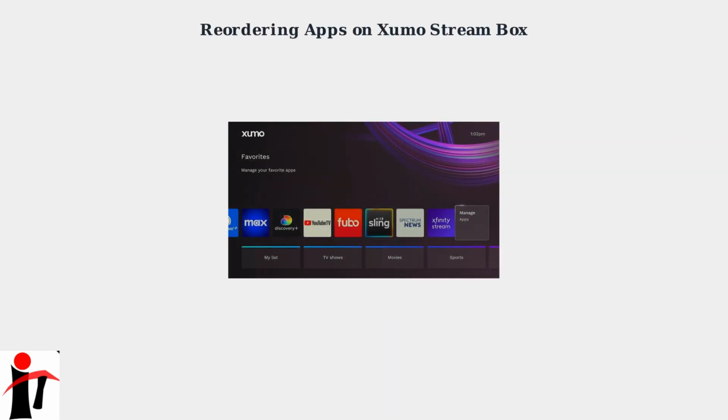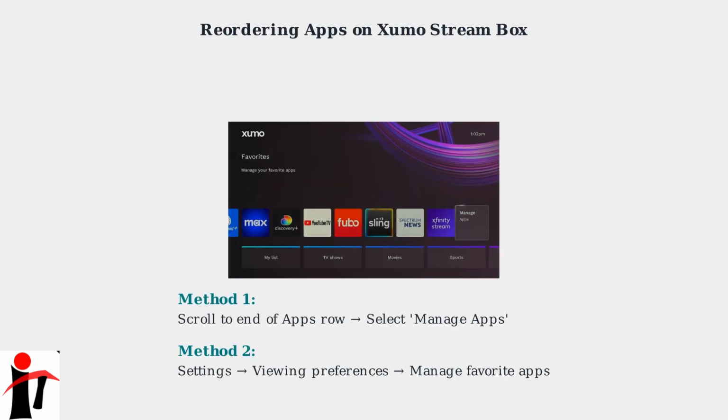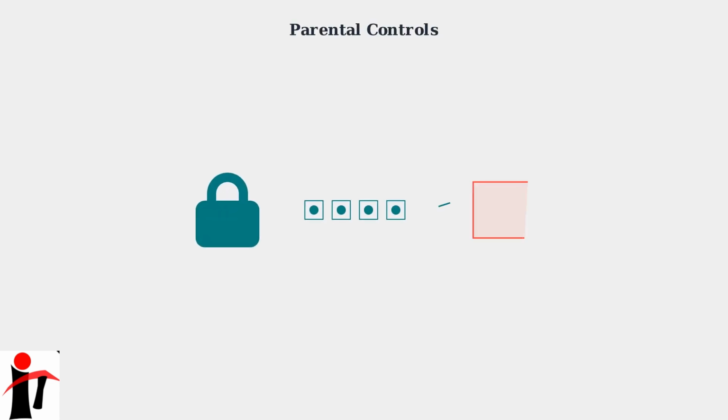For Xumo Streambox, you have two options to reorder apps. You can either scroll to the end of the Apps row and select Manage Apps, or go through the Settings menu. Xumo devices offer parental controls to help you manage content access. You can restrict access to certain apps using a PIN, giving you enhanced control over what content is available.